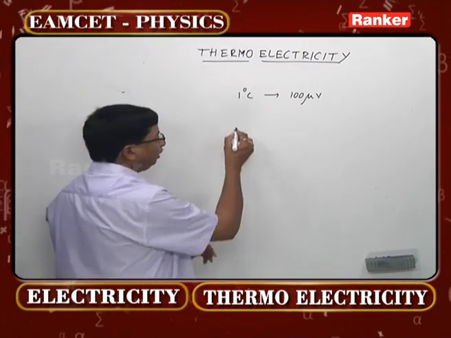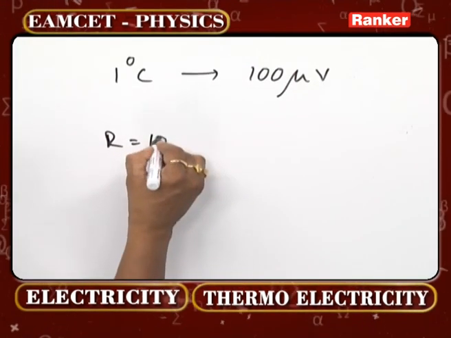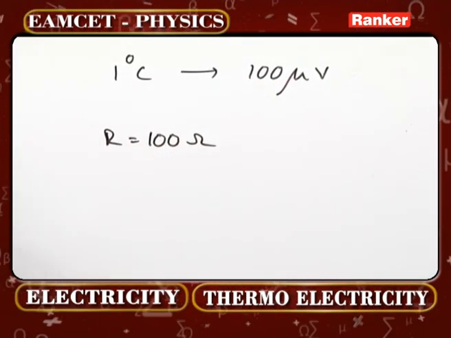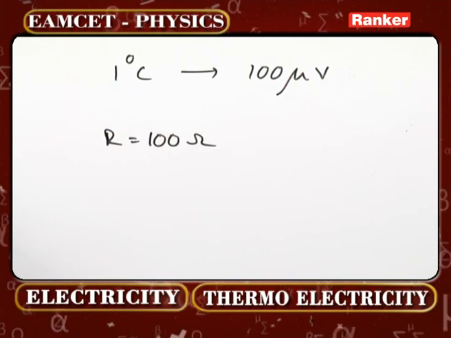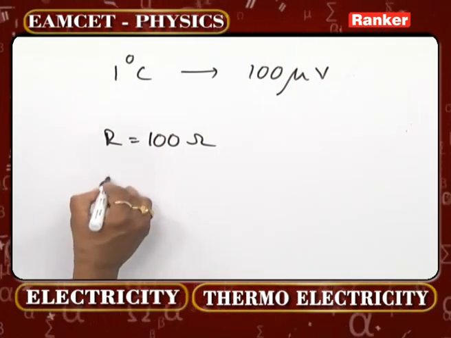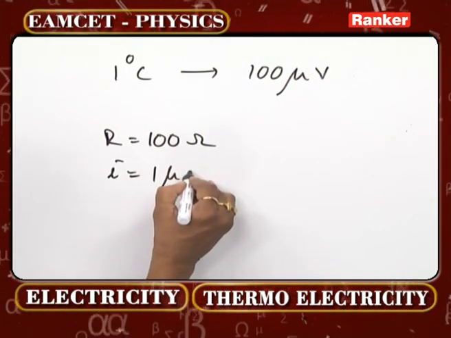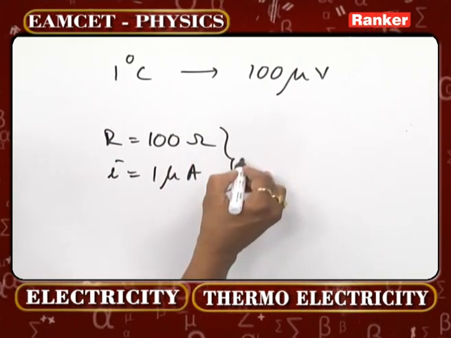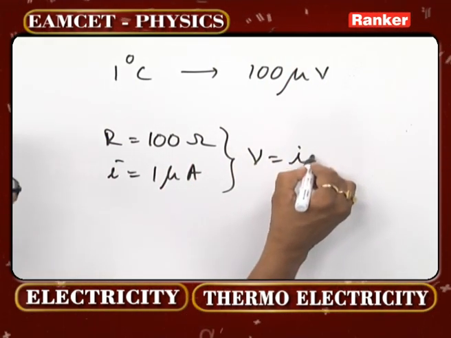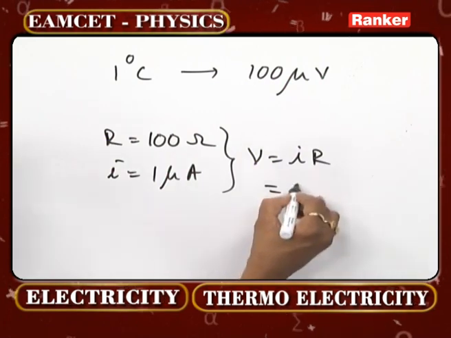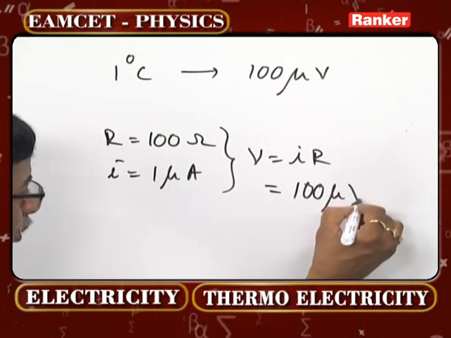Fine. What is the resistance of that ammeter he has given? Look, that is 100 ohm. And what else has he given you? It can measure a current of 1 microampere. That means what will be V now? Is it not IR? Is it not 100 microvolt now?